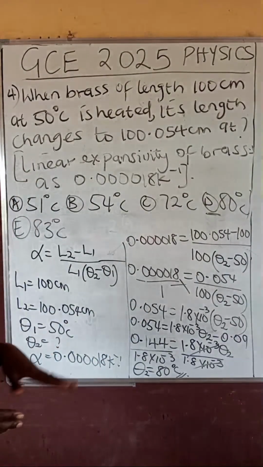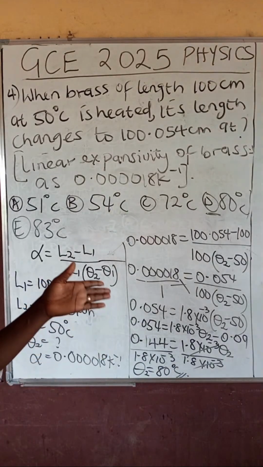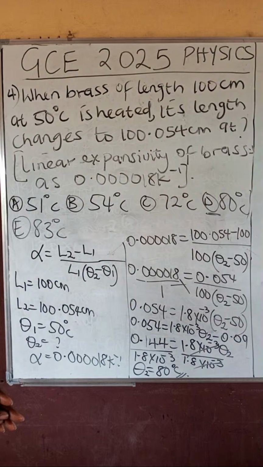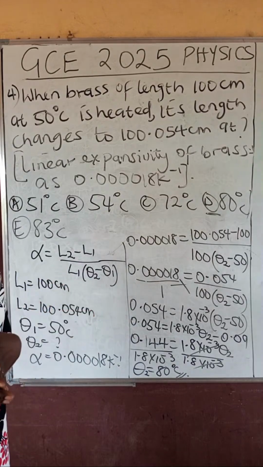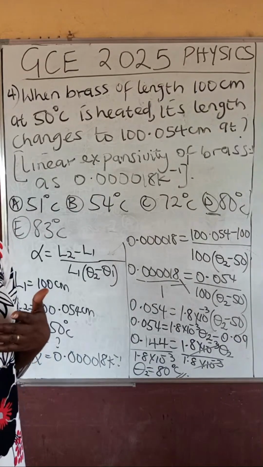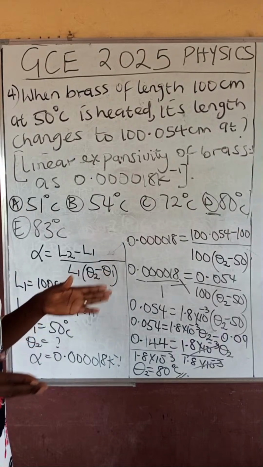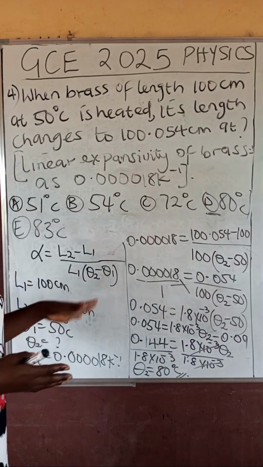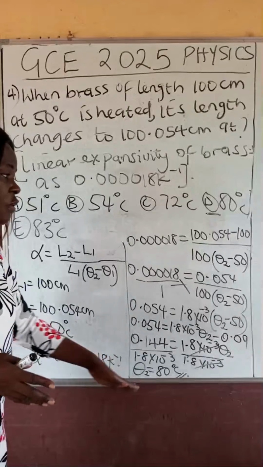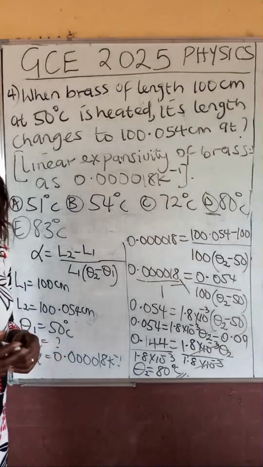We substitute everything and try as much as we can to make it the subject. And the question is, why don't we convert centimeter to meters? We don't need to convert centimeter to meter in this question because centimeter cancels centimeter and the answer becomes per Kelvin. That is for linear expansivity. That is why we don't always convert centimeter to meter in questions on linear expansivity. Whichever way, the units are still going to cancel each other. So the answer to this question becomes 80 degrees Celsius. Is that okay?